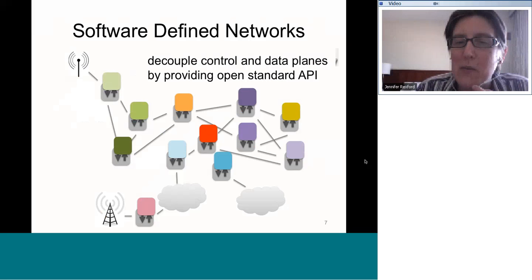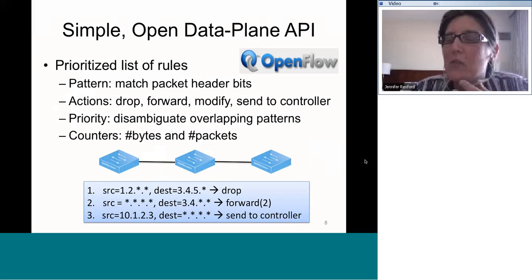And the API that's very popular today, although it's certainly not the only way you could do this, is OpenFlow, which was developed by Nick McKeown's group at Stanford. And so OpenFlow is a very simple model of the packet processing capabilities in the switch.